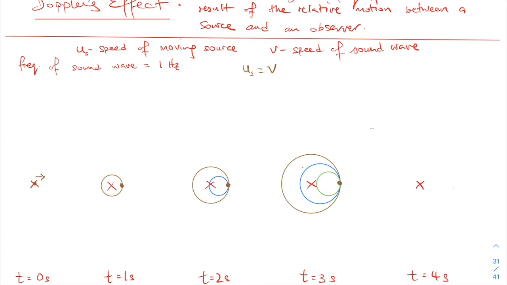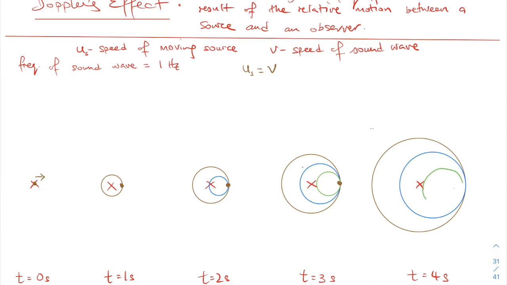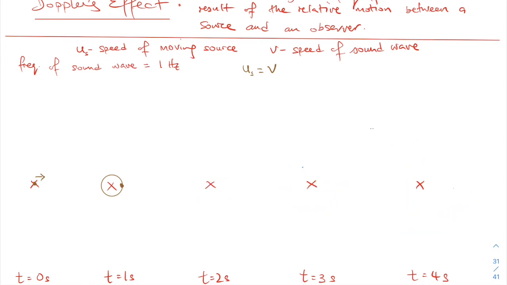And for time t equals 4 seconds, the first wavefront is as shown, the second wavefront is over here, the third wavefront is over here. The fourth wavefront will be over here. And at this point, the moving source would be right here. So this is a case when the speed of the moving source is equal to the speed of the sound wave. Now let's look at another situation when the speed of the moving source exceeds the speed of the sound wave produced. So how would that look like?